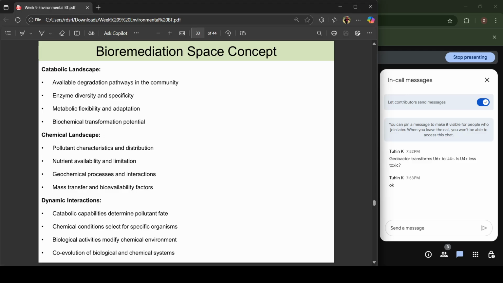So when we talk about the multi-layer assembly, it can be stated in the context that we saw previously or using these catabolic and chemical landscape terms also.